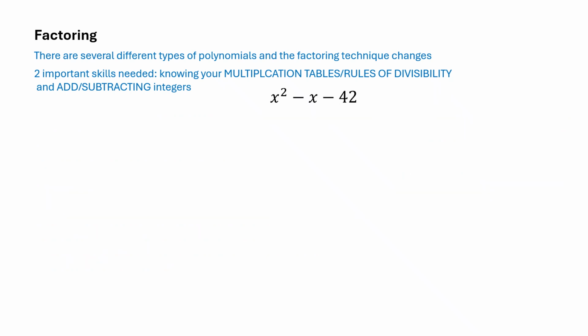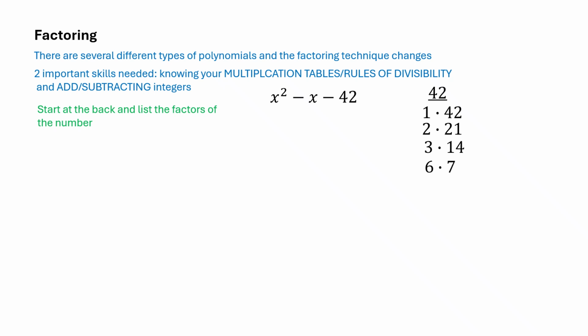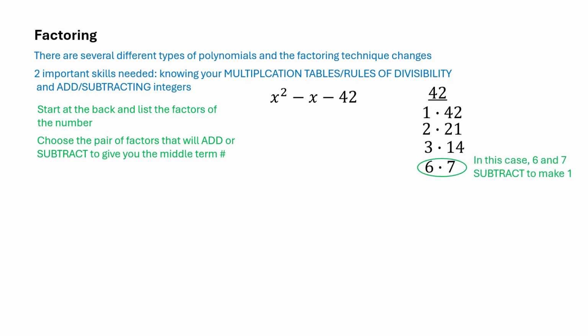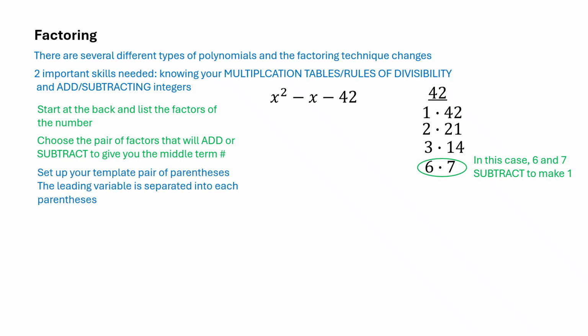Let's try this one. Start at the back, 42, list the factors. Choose a pair of factors that will add or subtract to give you your middle term number. In this case, our middle number is actually a 1. Did you guess 6 and 7 can subtract to make the 1? Set up your template of parentheses. Insert your selected factors. Order does not matter.